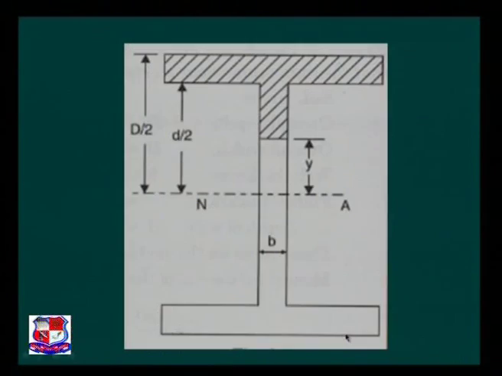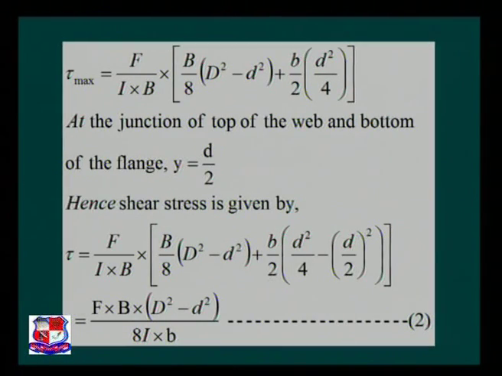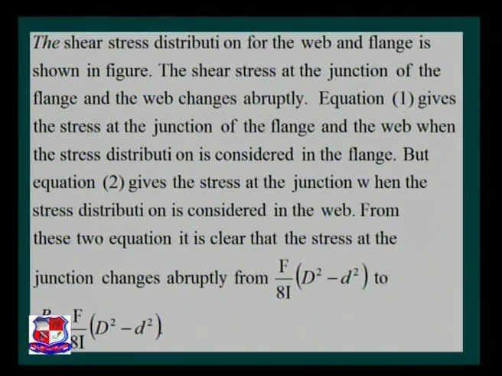This equation number 2 is the variation of the shear stress at the top of the web, which is the same one as the bottom of the flange. So, the shear stress distribution for the web and the flange is shown in the figure. The shear stress at the junction of the flange and the web changes abruptly.